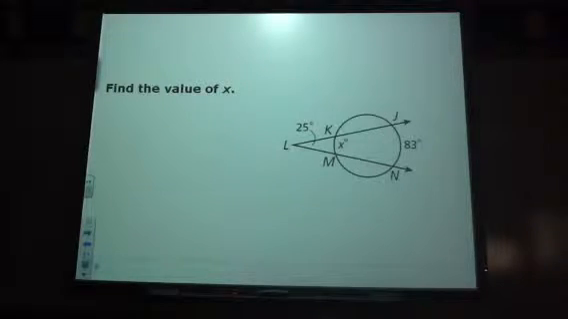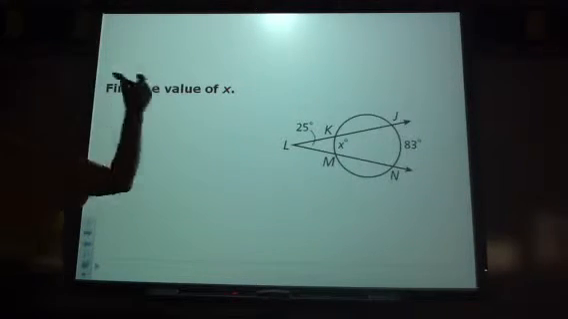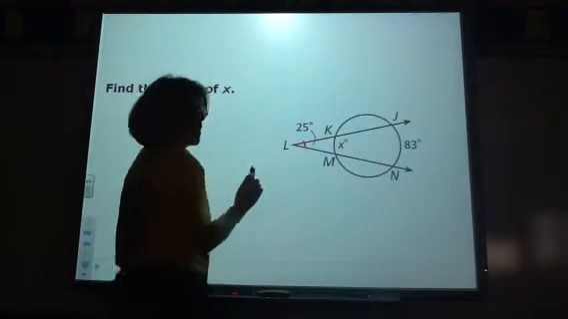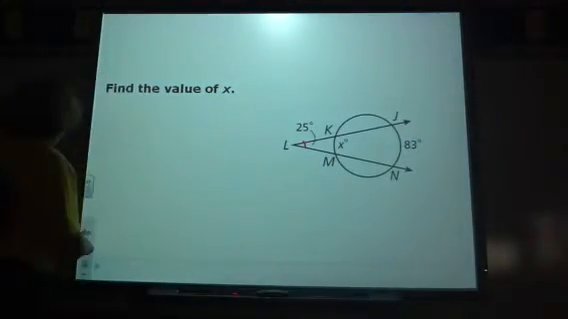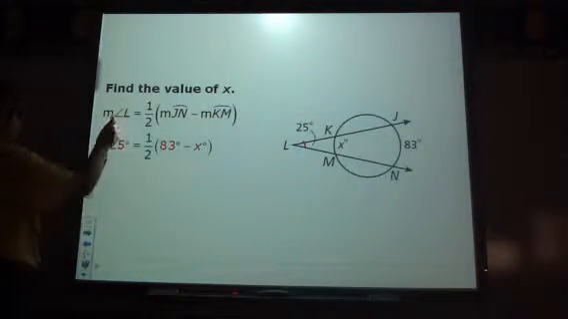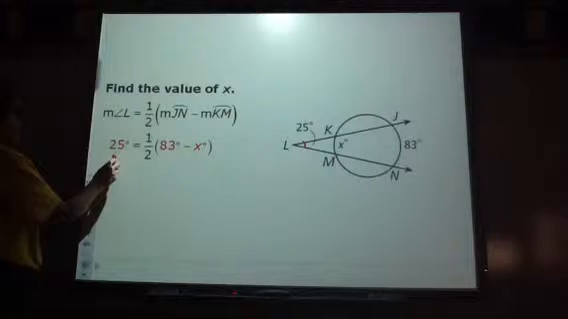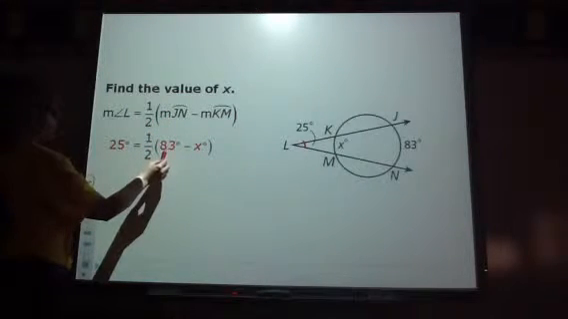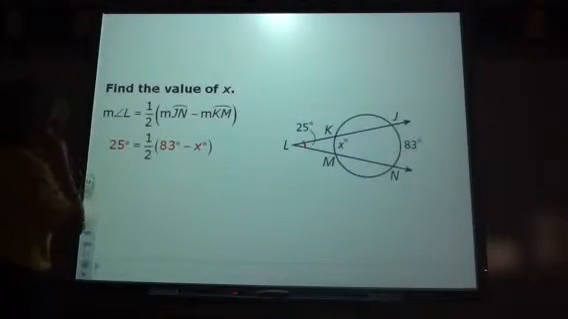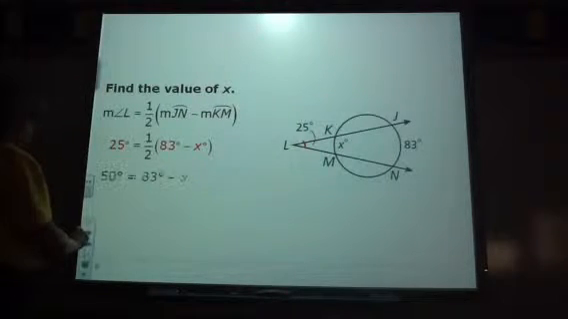All right. Now we're given the exterior angle measure, but we're missing one of the measures of the arcs. So you're going to use the same theorem and substitute in what we know. We substitute in for our exterior angle, we substitute in for the measure of arc JN, and then we substitute x for the unknown. All right, you can solve it like an equation.